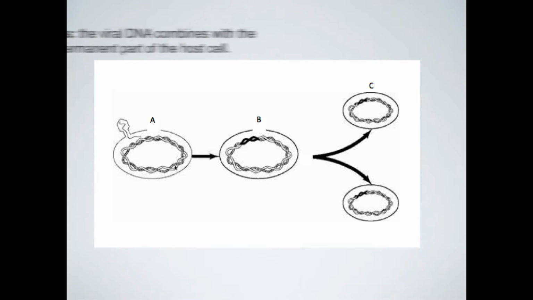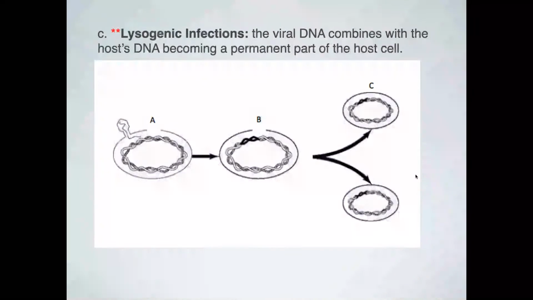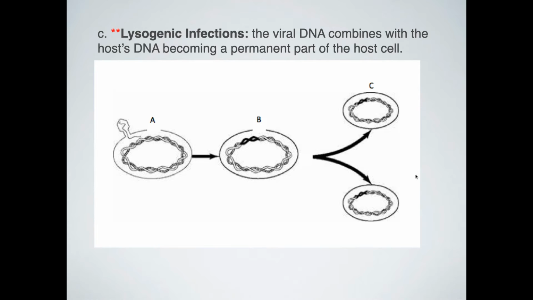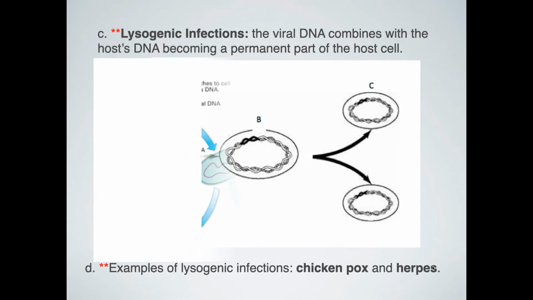Lysogenic infections, on the other hand, are where that actually changes your DNA. So their DNA gets injected inside, and it becomes a permanent part of the host's cell. And so every time this cell divides, now it has that little added piece of DNA there that wasn't there previously. And so examples of lysogenic infections are things like chickenpox and herpes, which are permanent things. Like they stay with you and they can become lytic randomly.